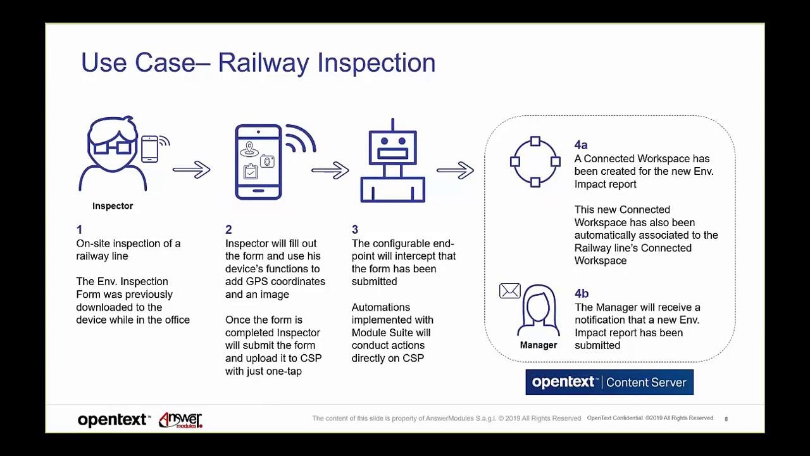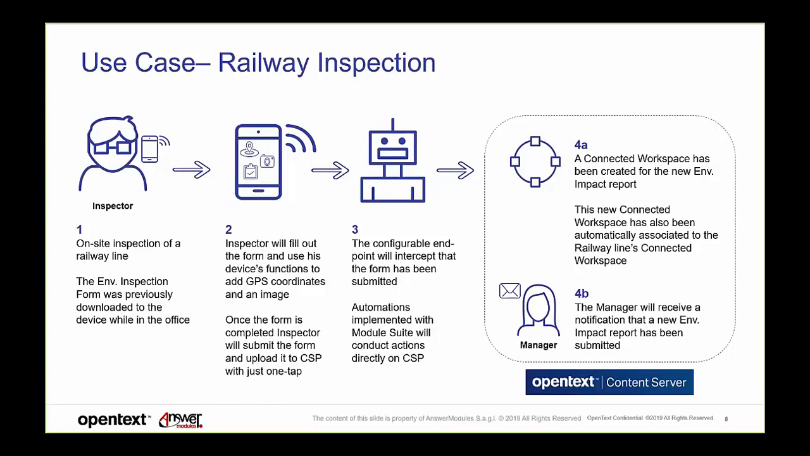So before leaving the office, the inspector has already downloaded the relevant mobile web form to his device, and then he headed out to the railway line that he needed to inspect. Upon his inspection, he finds that there's been a slight oil spill near one of the tracks. Due to his role and company policy, he'll need to generate a report so that the maintenance process can start, so that this oil spill can be fixed.